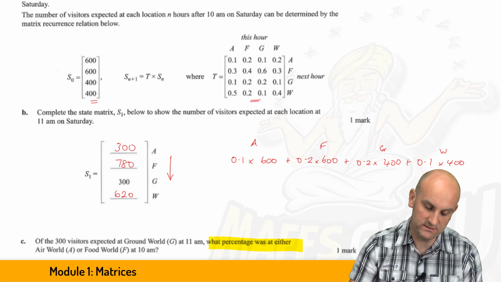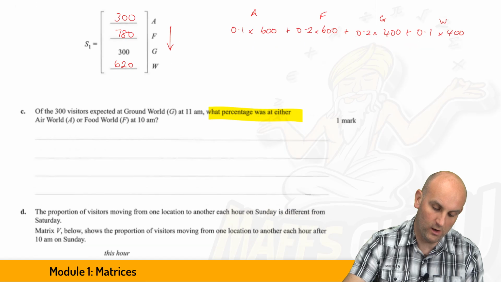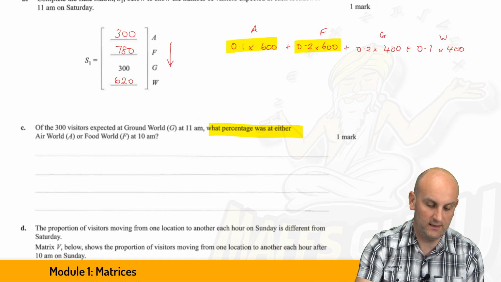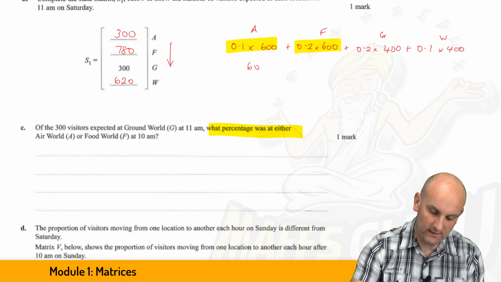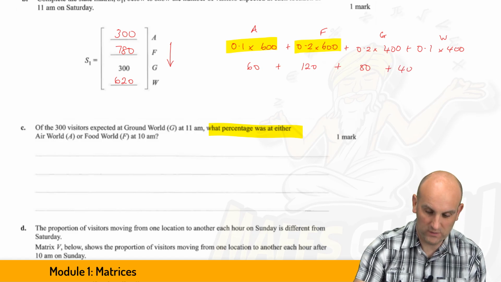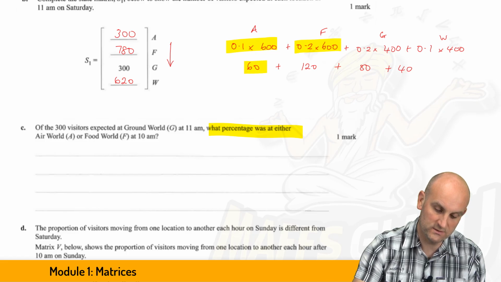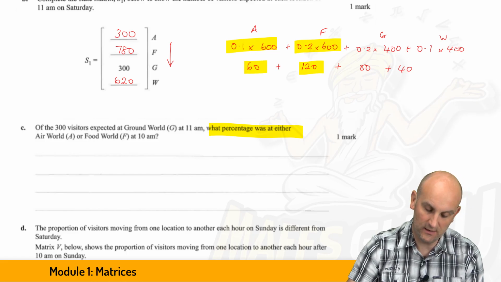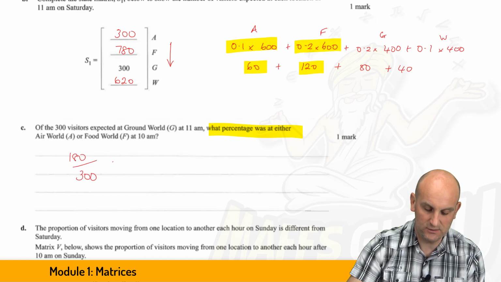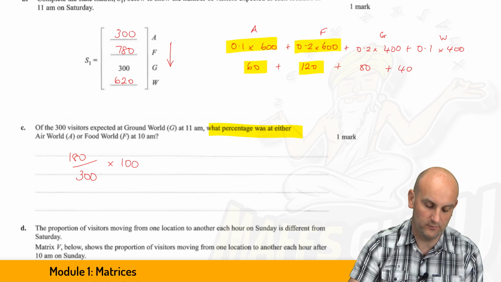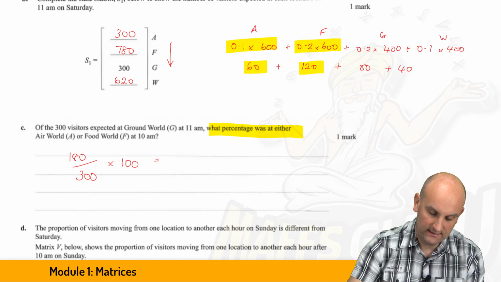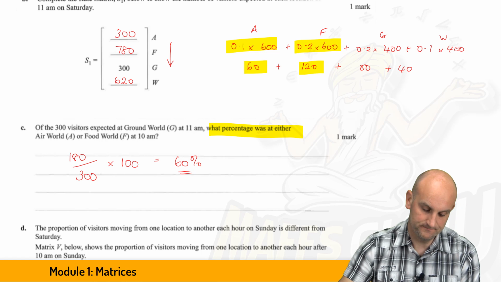Okay, so what I was doing was looking at that. So Ground World, what percentage were they either at Air World or Food World? So I looked at this value here and this value here, and when I did those calculations, I got that as 60, that was 120, that was 80, and that was 40. Because I wanted to know who was at A and F, I added those two together, which gave me 180. But once again, it needed to be a percentage, which was out of the 300 people that were actually there. So 180 divided by that gave me 60%.